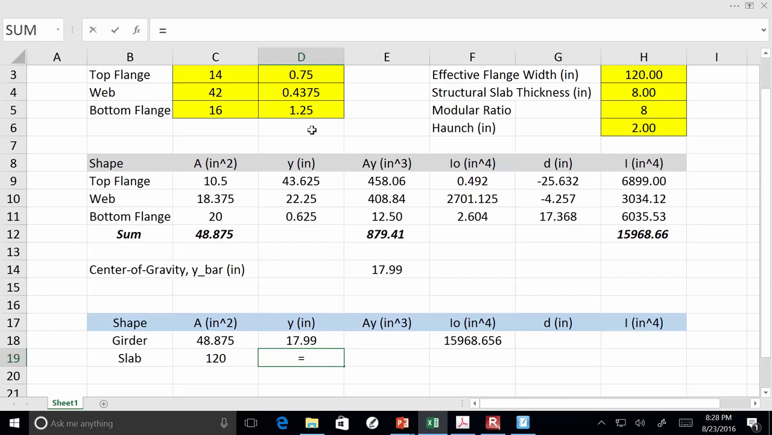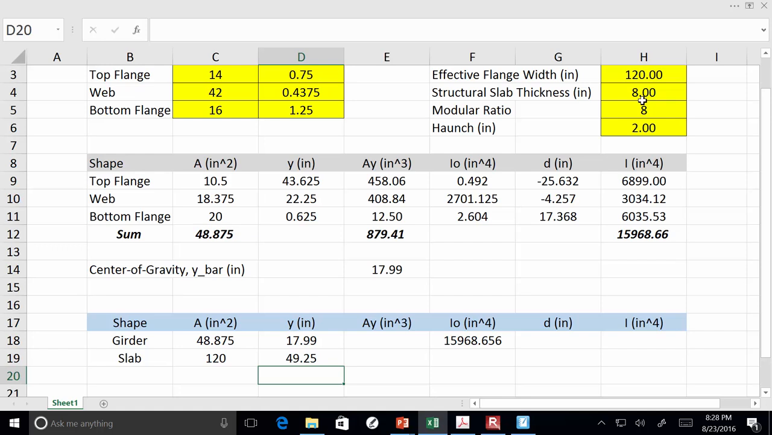I go bottom flange thickness. I go web depth. I go haunch. And I go half that. Right? There we go. Make sense? And while we're at it, why don't we go ahead and fill this in?